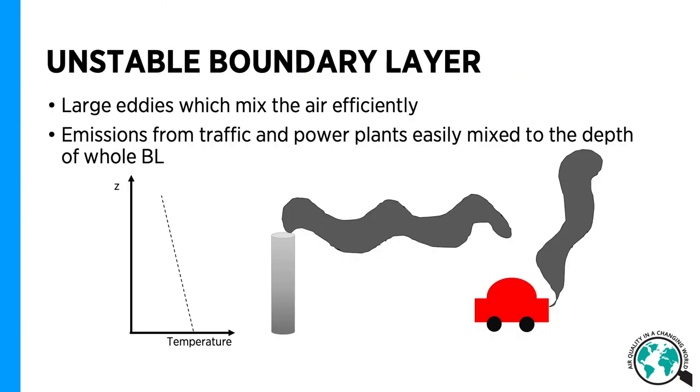If we first think of an unstable boundary layer, where the temperature profile is such that greater temperatures are measured closer to the ground than at higher elevations. In this kind of boundary layer, large eddies can be formed, and these mix the air very efficiently through the whole boundary layer. This means that any emission taking place either from traffic or power plant is easily mixed to the whole depth of the boundary layer, and the concentrations at the ground level would be remaining smaller.